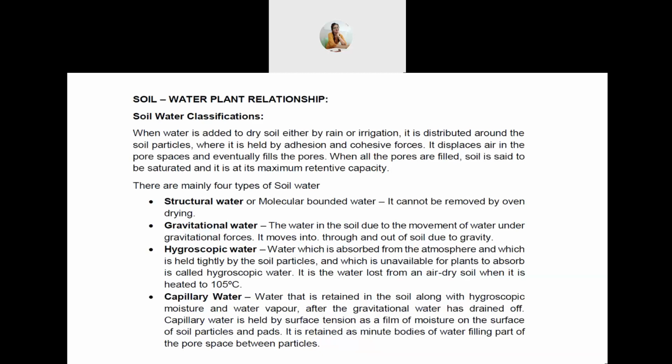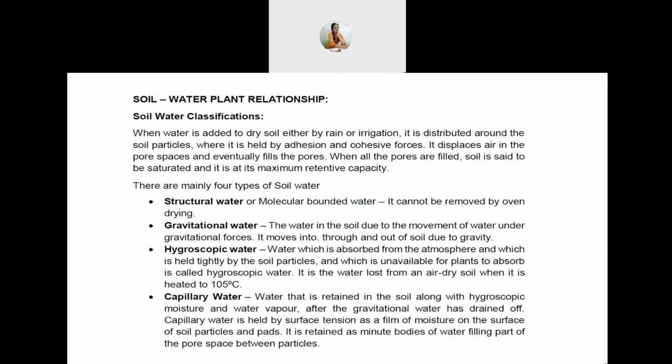When water is added to dry soil either by rain or irrigation, it is distributed around the soil particles, where it is held by adhesion and cohesive forces. It replaces air in the pore spaces and eventually fills the pores. When all the pores are filled, the soil is said to be saturated and it is at its maximum retentive capacity. There are mainly four types of soil water: structural water, gravitational water, hygroscopic water, and capillary water.